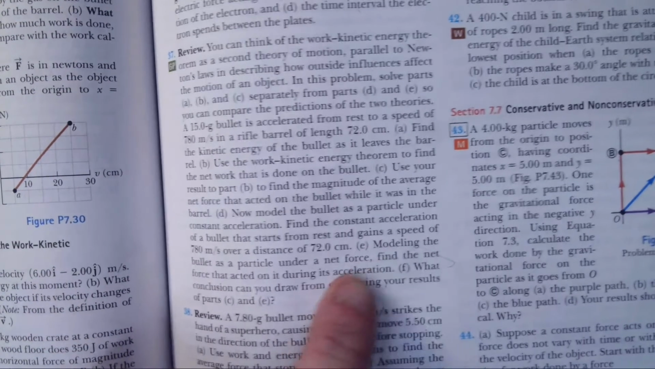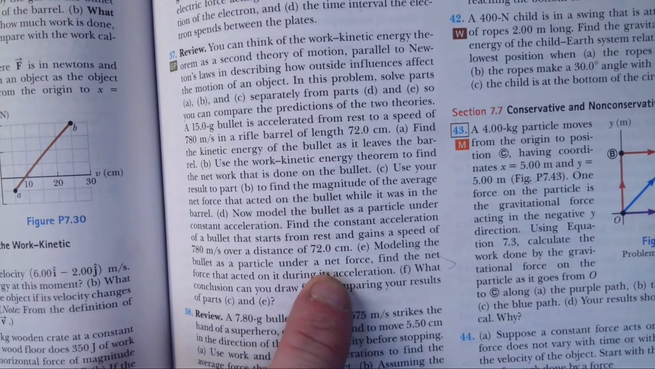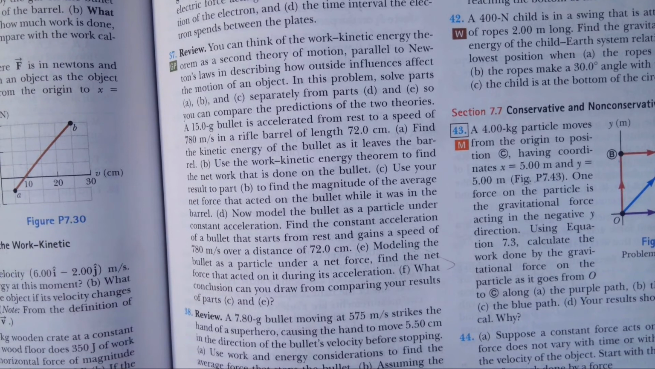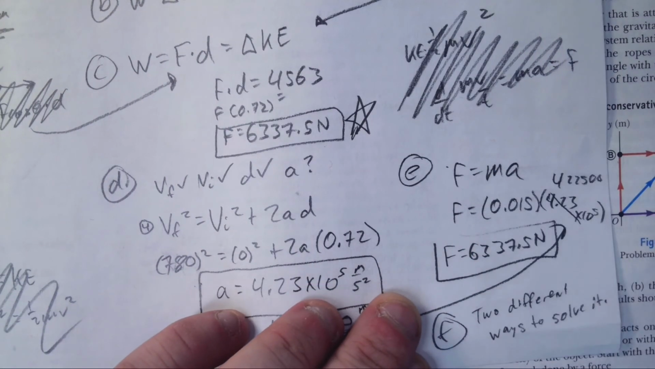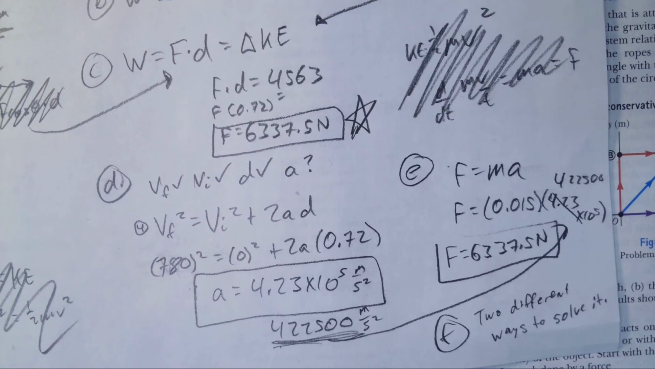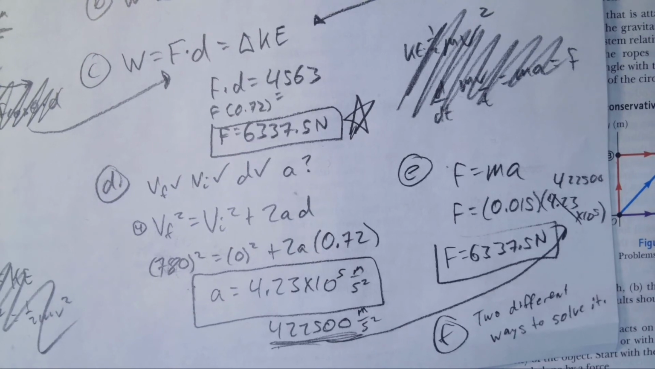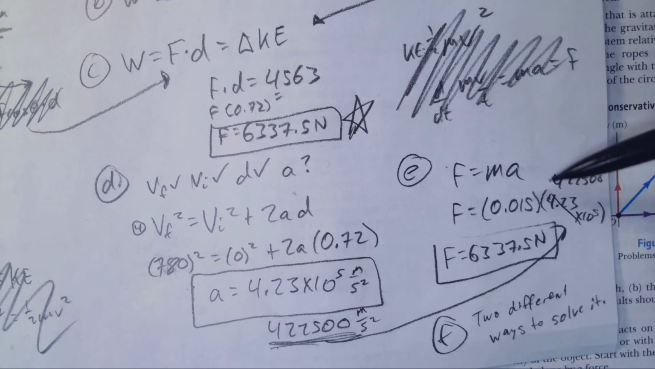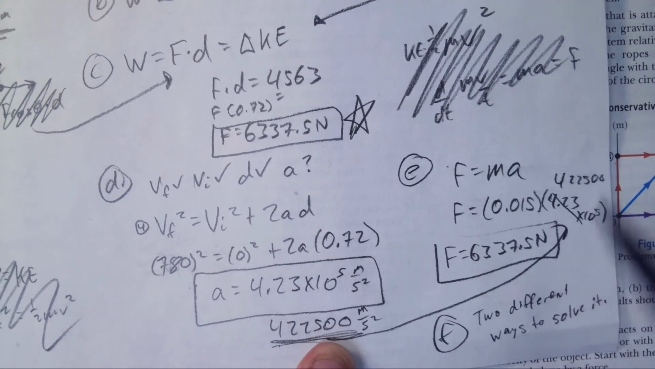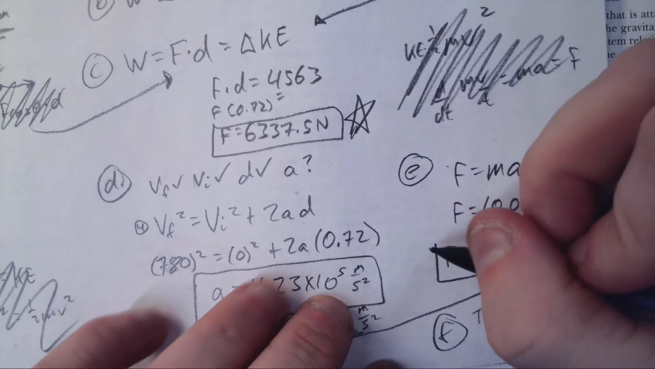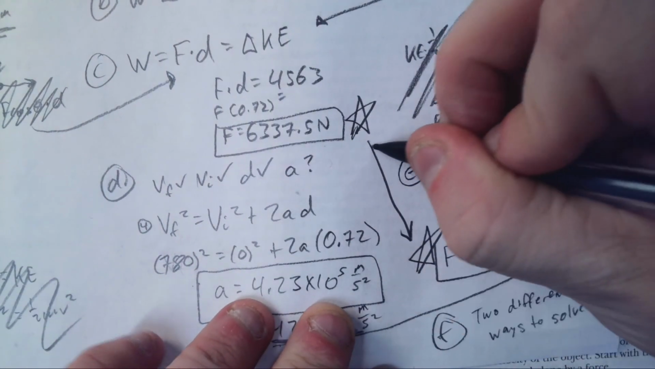Part E says, modeling the bullet as a particle under a net force, find the net force that acted on it during its acceleration. And this is when we both said, hey, that's an easy problem. The net force, or the sum of the forces, is equal to mass times the acceleration. There are no other forces acting in the direction that is accelerating it. Force of gravity is not acting in the same direction. There is no drag force, thankfully. So we have the mass, we have our acceleration, and I used the actual number because if you use the actual number without rounding, you get 6,337.5 newtons, which is exactly the same as this.